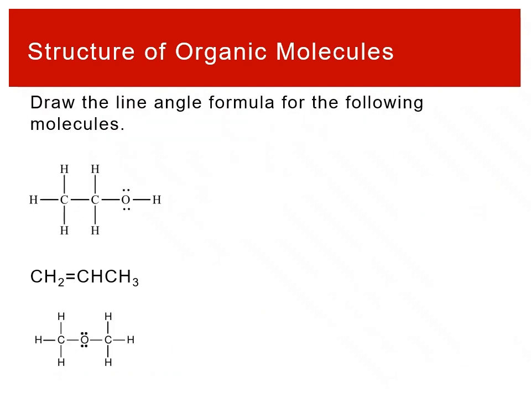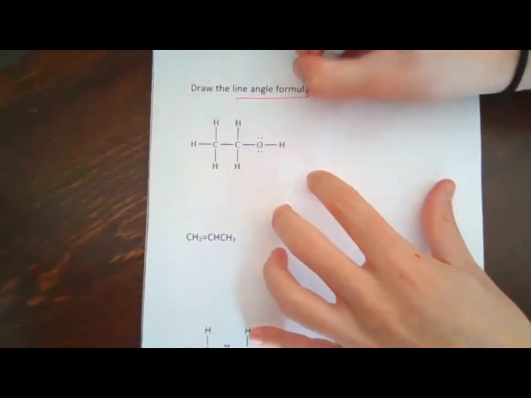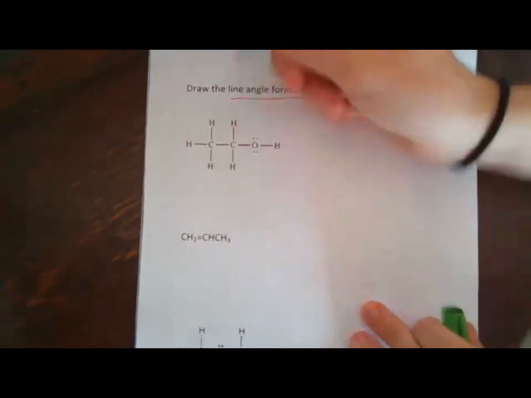So let's look at some examples. Let's draw the line angle formula for the following molecules. We've seen these before. This is ethanol, this is propene, and this is dimethyl ether. So line angle formula means we're just going to be drawing lines to convey the bonds between carbon atoms. When we're doing this, we really want to focus on the non-hydrogen atoms in a molecule, because that's really the only thing you're going to communicate.